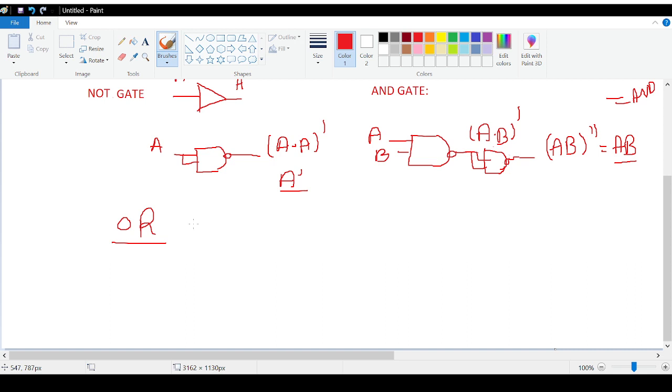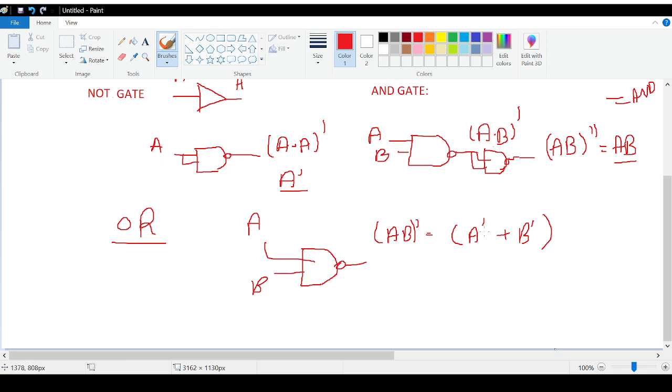Can you try? So let me give you a hint. So if I have a NAND gate, and I pass A, B, then what output do I get? As output I get A, B, whole bar, right? Which is equals to A bar plus B bar, right? Guys, do we understand this?